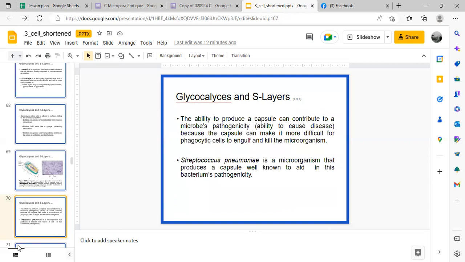So the ability to produce a capsule can contribute to a microbe's pathogenicity. So pag may additional layer ka, mas mahirap patayin. Okay? So that increases the ability to cause disease because it makes it more difficult for our phagocytic cells to engulf and kill the microorganism. So example yung Streptococcus pneumoniae. So this is a microorganism that produces a capsule, well known to aid this bacterium's pathogenicity.